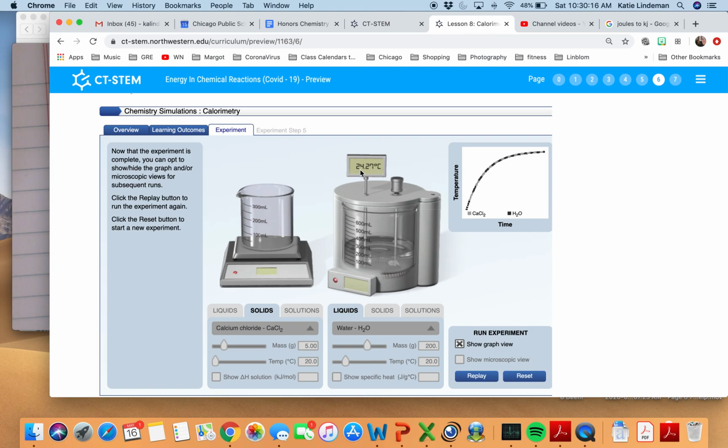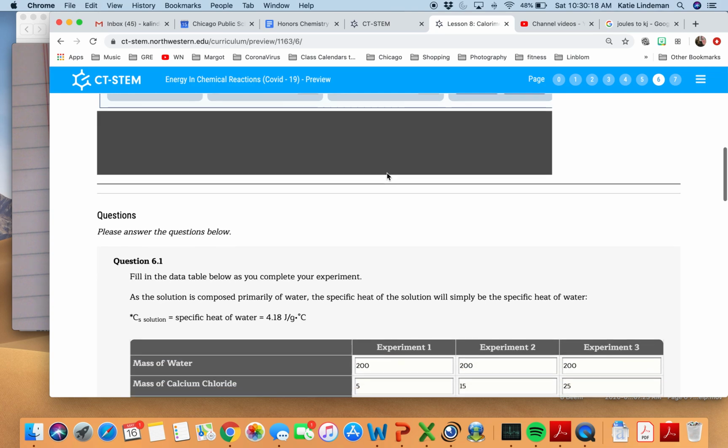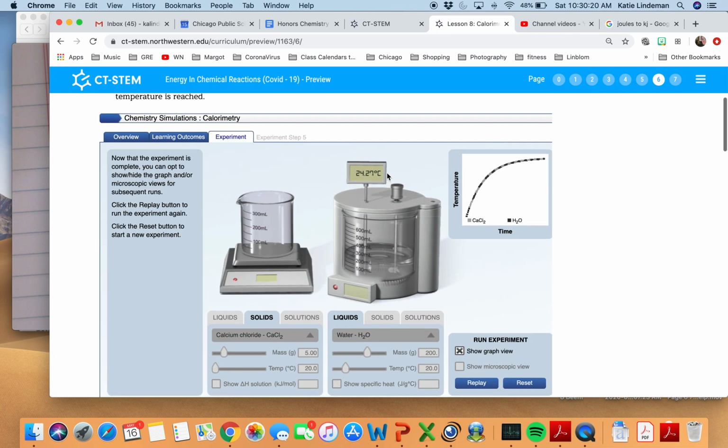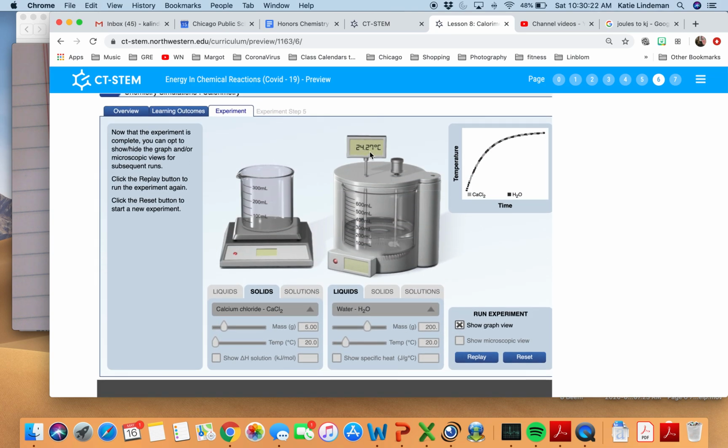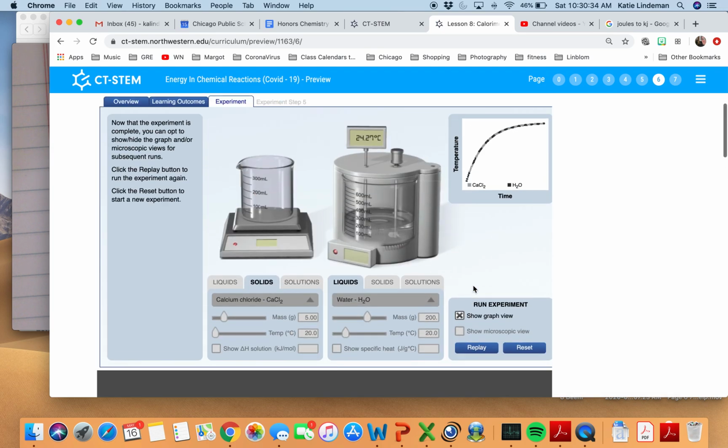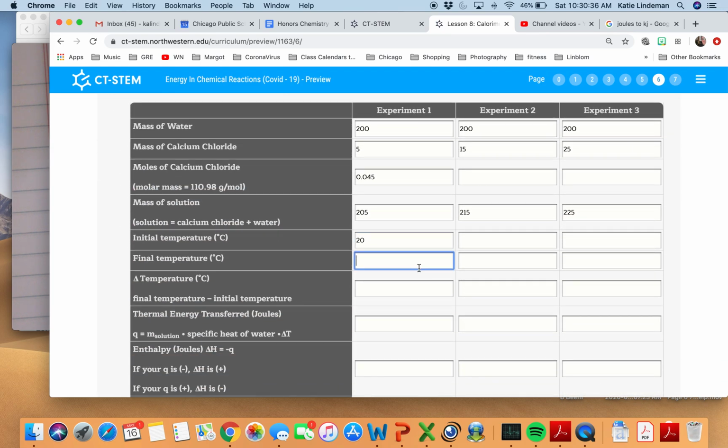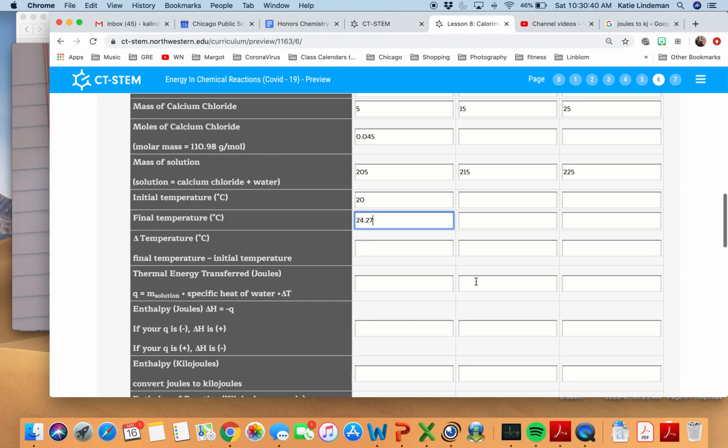Okay. All right, so 24.27 is our final temperature. So you'll notice that this has stopped moving. This is showing something new, and the replay button is now available as well. Those are all signs that the simulation is finished running. Okay, so 24.27. Okay, so next one is change in temperature.